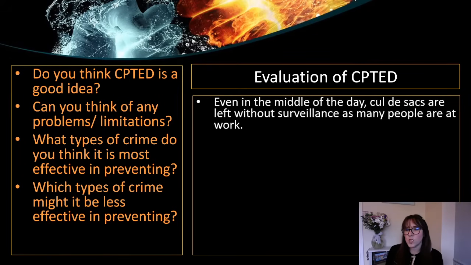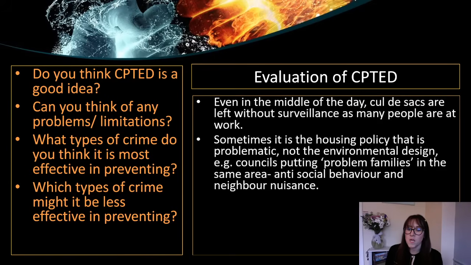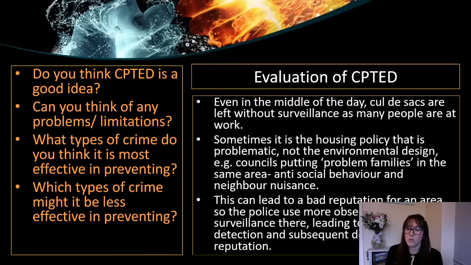The evaluation of it. Even in the middle of the day, cul-de-sacs are left without surveillance as many people are at work. Sometimes it's the housing policy that is problematic, not the environmental design. For example, councils putting problem families in the same area, so antisocial behaviour and neighbourhood nuisances. This can lead to a bad reputation for an area, so the police use more observational surveillance there, leading to more crime detection and subsequent deterioration of reputation. So basically what this is arguing is a vicious cycle.